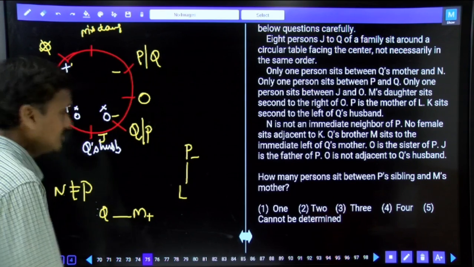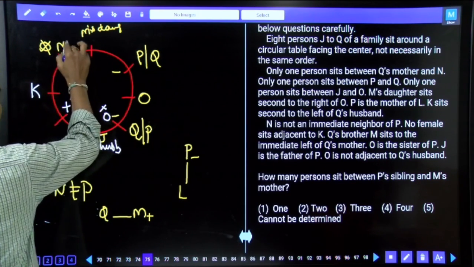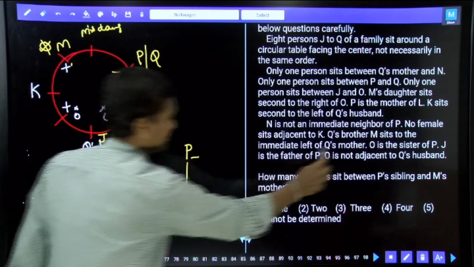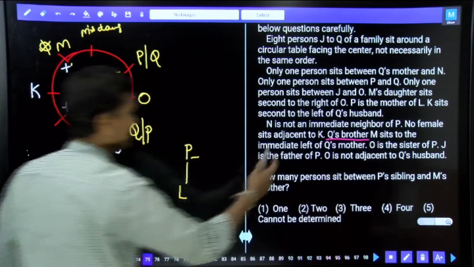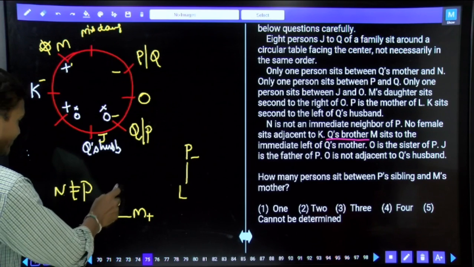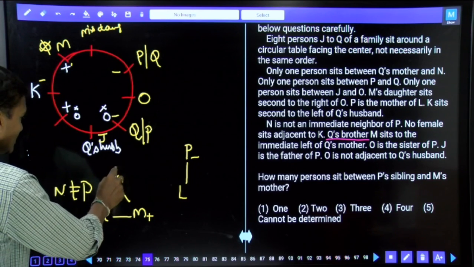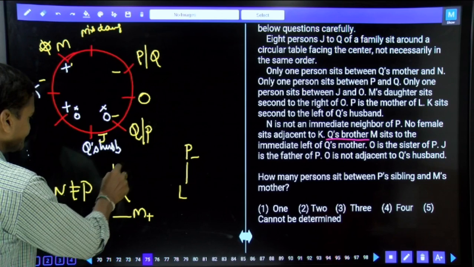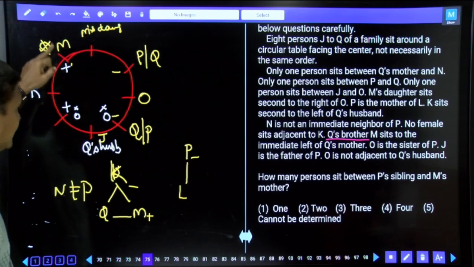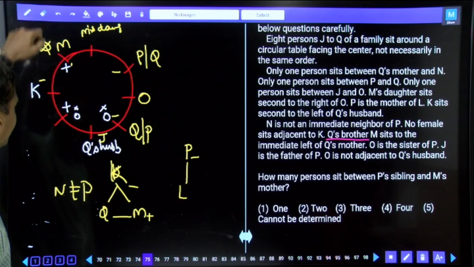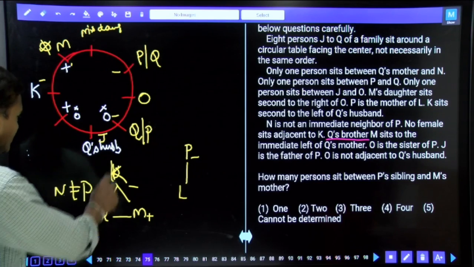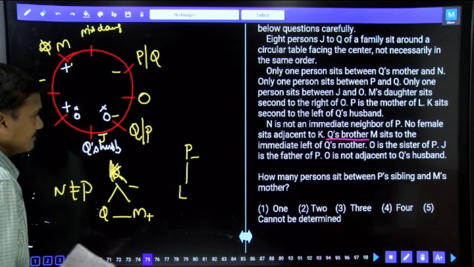What is the only possibility we have? M must be at this place. Q's brother M sits to the immediate left of Q's mother. Then who is Q's mother? K is Q's mother, because this is the only possibility for this M. M is here, seated to the immediate left of K, hence K must be at this place. Hope you have followed this one. K is the mother of Q and M.